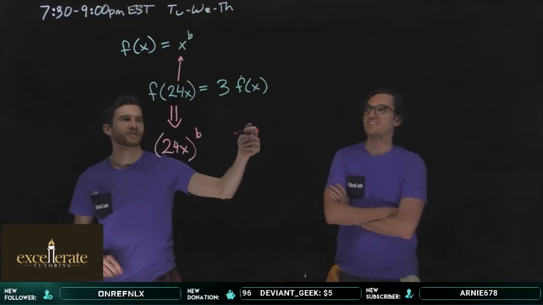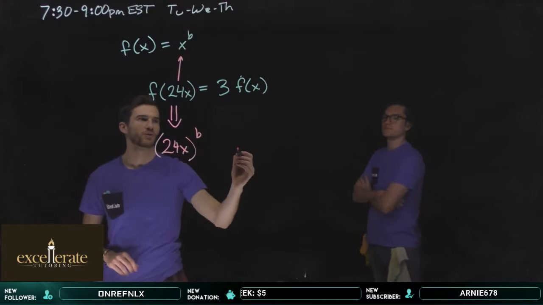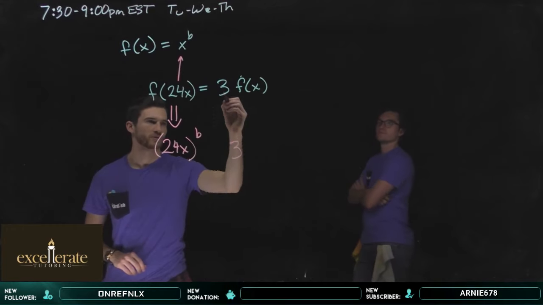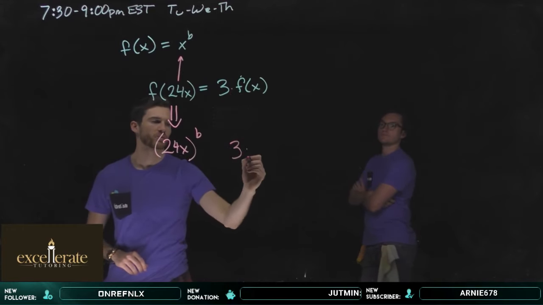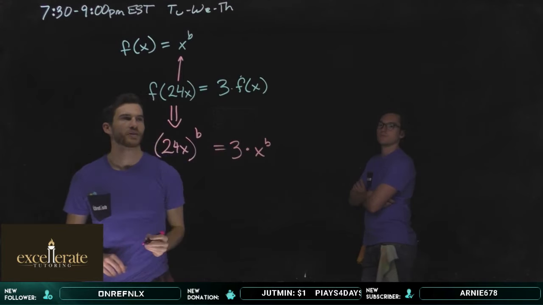Okay, then this side, we're not messing with f of x at all. We know f of x equals x to the b. So the other side will be 3, because it's just 3 times f of x. So that would be 3 times x to the b power. And those two are equal to each other.